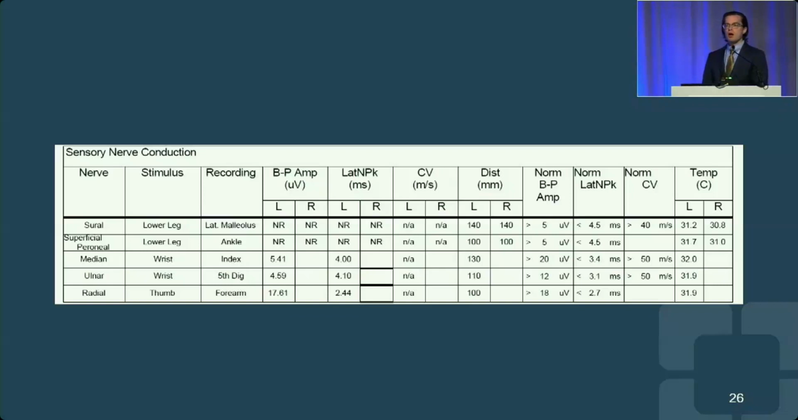So this actually looks like relatively length-dependent sensory loss. That's because our radial sensory response we're measuring usually at the anatomical snuffbox, compared to our ulnar and median sensory responses, which are digital sensory responses. So the radial sensory response is a little bit more proximal and typically the last to be affected in a length-dependent process. So based on the sensory nerve conduction studies, this looks like length-dependent sensory axon loss.